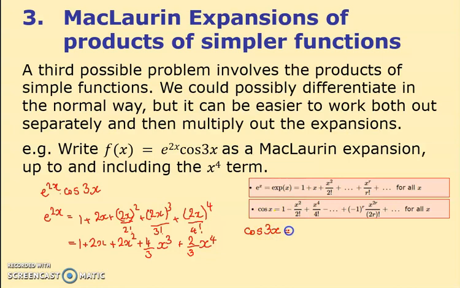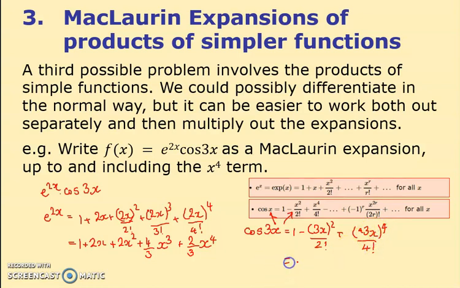And what's that give me? Well, I'm just really putting 3x into here. So it's 1 minus 3x squared over 2 factorial, plus 3x to the 4 over 4 factorial.